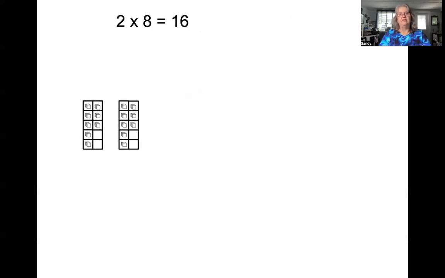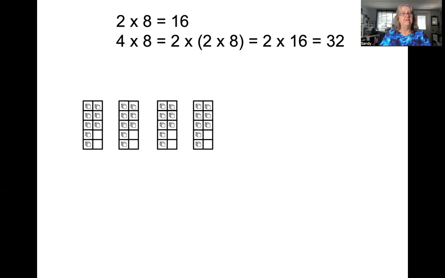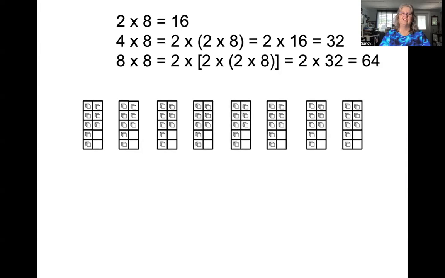So think about the repeated doubling. Double 8 is 16, and notice how I'm reading those symbols as double 8, not 2 times 8, right? I'm trying to connect language that'll help me with story problems, with imagery, to those symbols. So double 8 is 16. If I double it again, double 16 is 32.